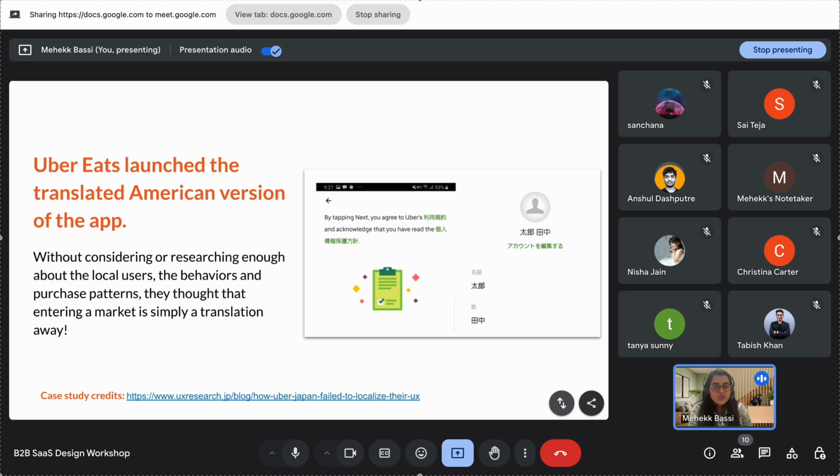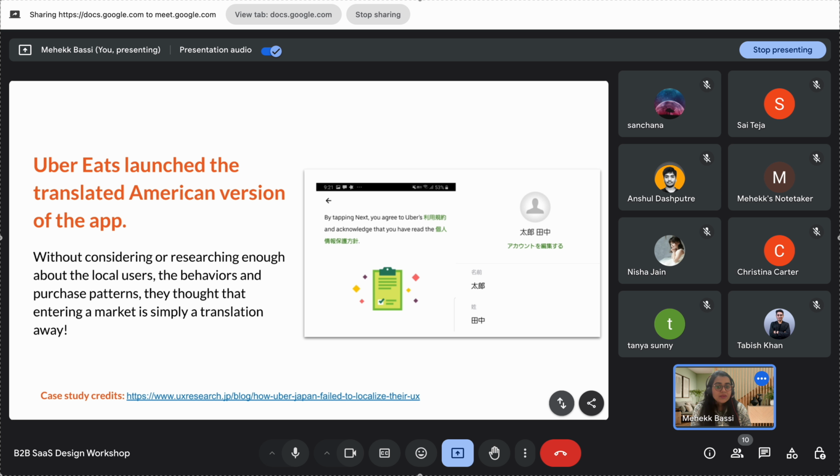In the image on the slide, you can see the onboarding, or you can say the landing page, of the Uber Eats app, which is partially in English and partially in Japanese. It not only confuses the users, but it actually sidelines those users who are not that fluent in English. And doing that in a country where Japanese is the first language is really dangerous. I mean, of course they were bound to fail.